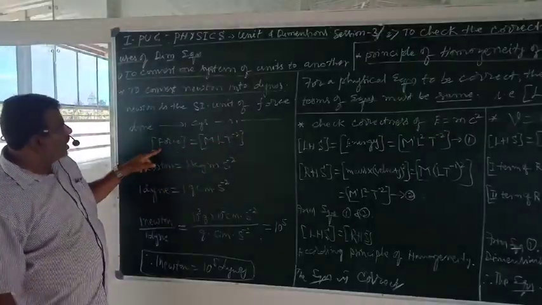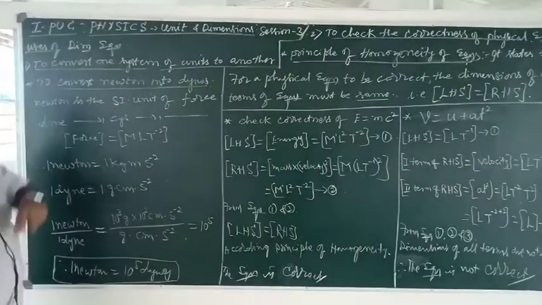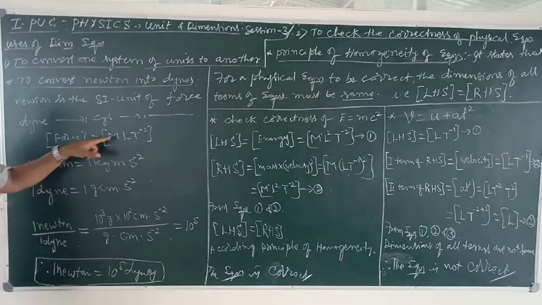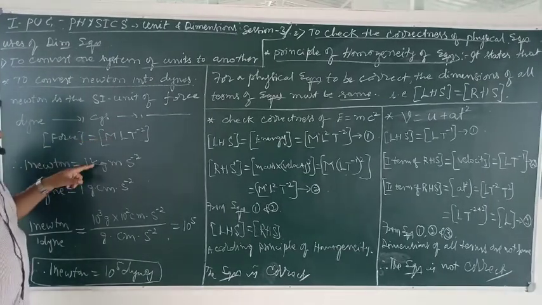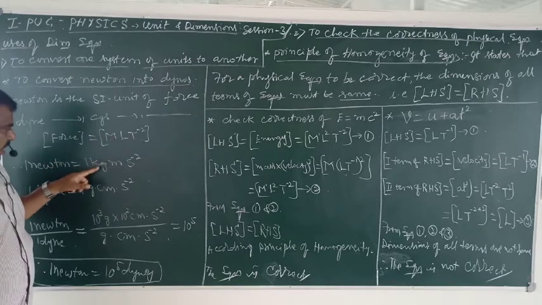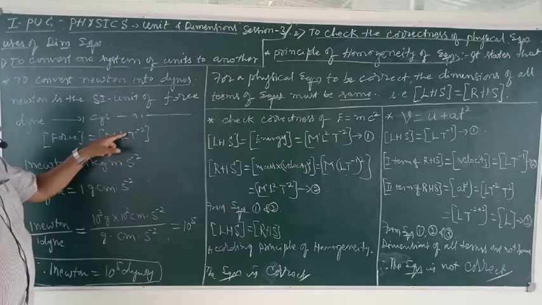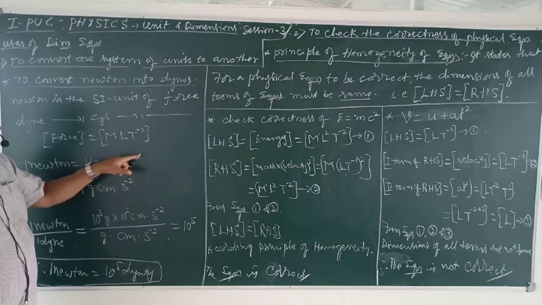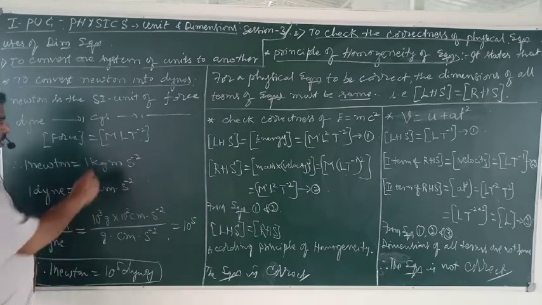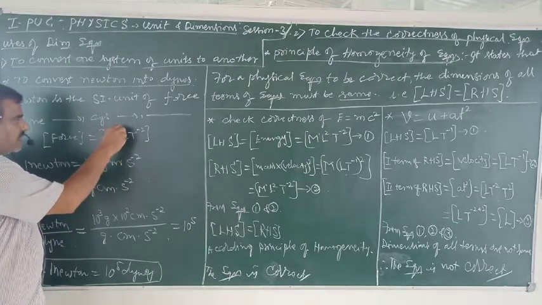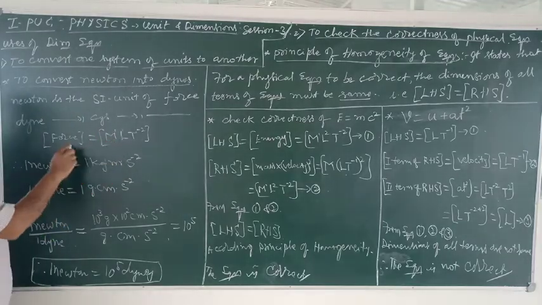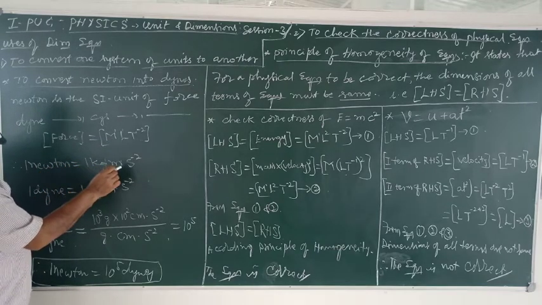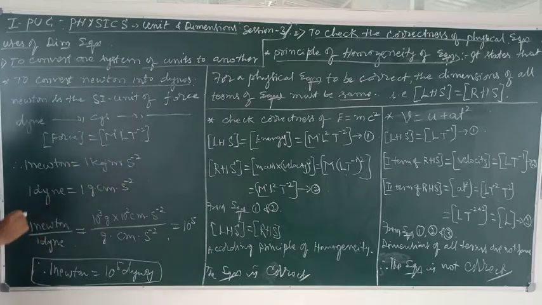Therefore, as Newton is the SI unit, we can write the unit of force. The SI unit of mass is kg power 1. The SI unit of length is meter. The SI unit of time is second, and the dimension is minus 2. Therefore, based on this dimensional formula, we can write 1 Newton as 1 kg meter second minus 2.